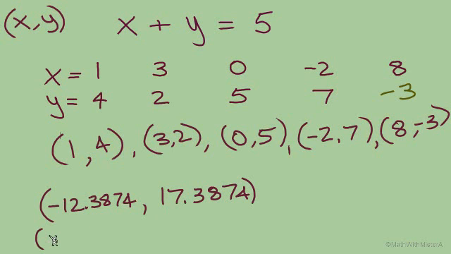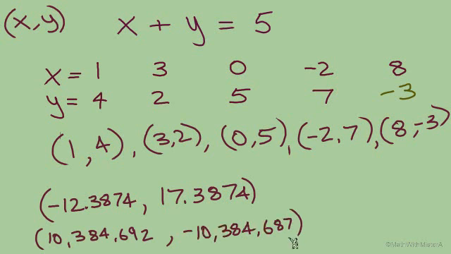And x could even be an extremely large number, but we would still have a number for y so that x plus y equals 5. In this case, it's negative 10,384,687. Another ordered pair solution because x plus y equals 5. We have two numbers, one in place of x, one in place of y, that make this equation true.